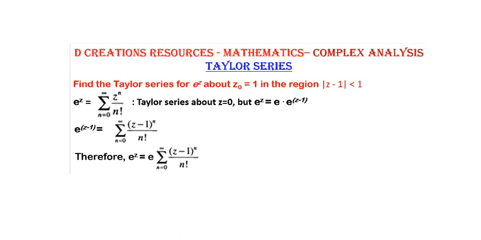Now if you are thinking of writing e raised to z in terms of e raised to z minus 1, obviously e raised to z is e into e raised to z minus 1. So e raised to z minus 1 will be the sum, n going from 0 to infinity, of z minus 1 raised to n upon n factorial. So now substituting it in the given expression, e raised to z is e into the sum, n equal to 0 to infinity, of z minus 1 raised to n divided by n factorial. So that is going to be the answer here.